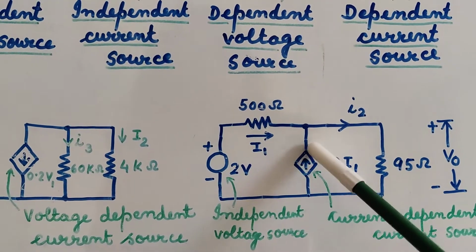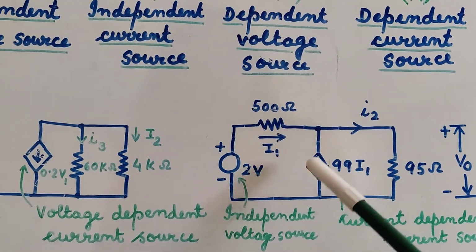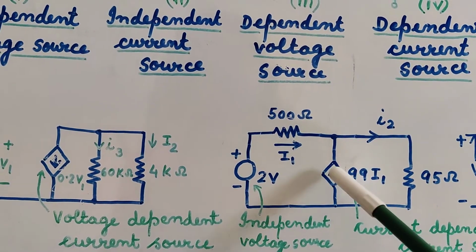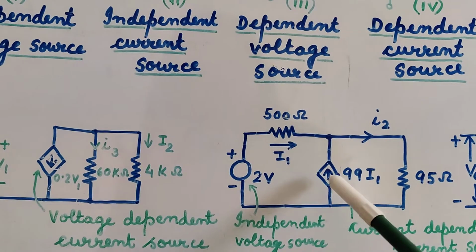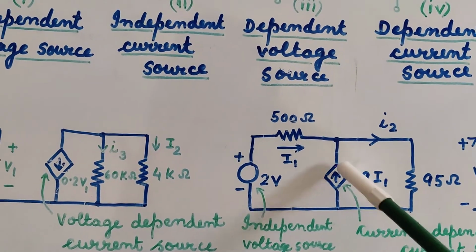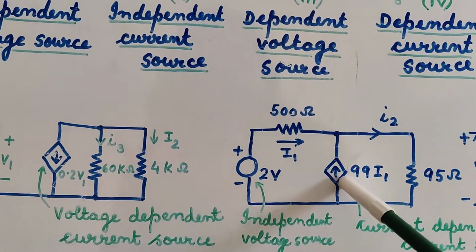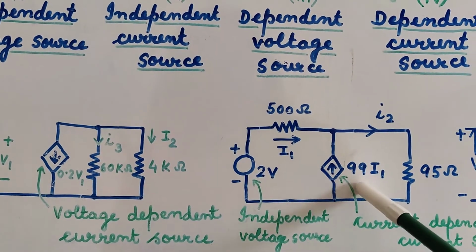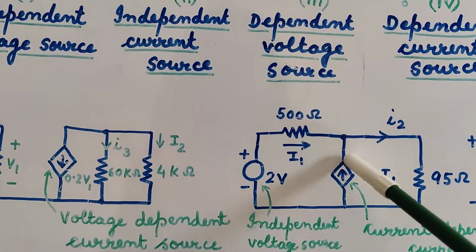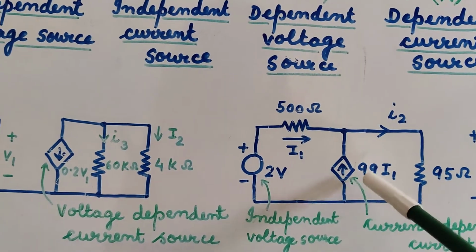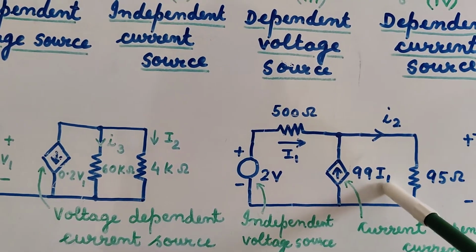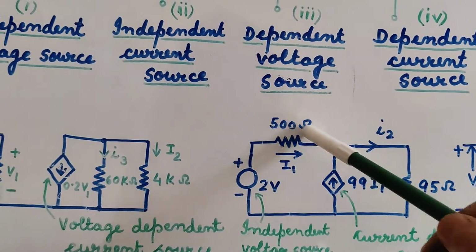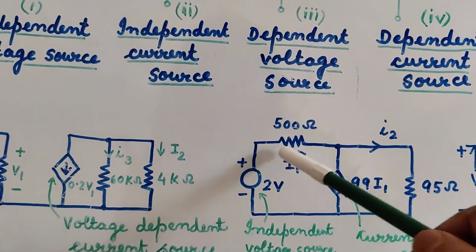Now we find that this source has a diamond symbol. So this is a dependent source and this arrow represents that it is a current source. So this is the symbol of a dependent current source. Now when we see the value of this dependent current source, its value is 99 times I1. Now what is I1? I1 is the current present in this 500 ohm resistor.